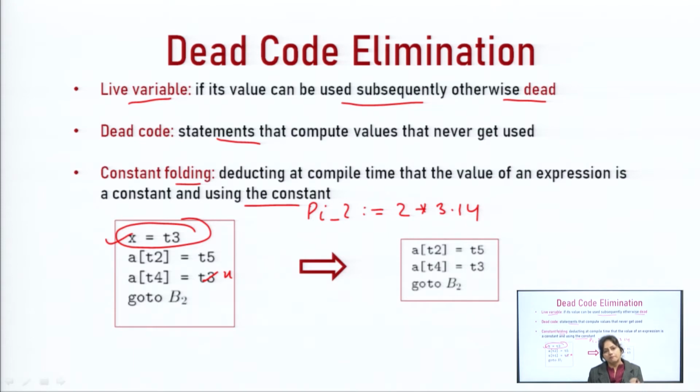At compile time only, we can detect such expressions that give a constant result, and we can replace them using the constant only. So, detecting at compile time that the value of the expression is constant and using the constant is known as constant folding.